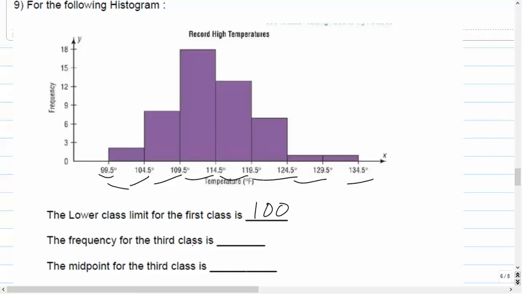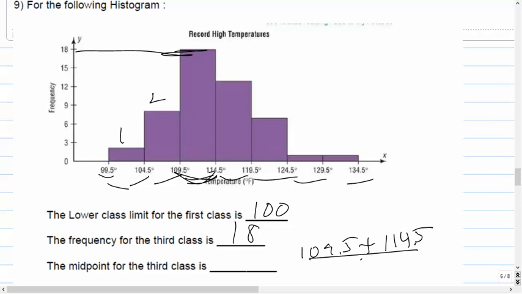The frequency for the third class: first class, second class, third class, the height of that one is about 18. That's what the heights of the bars represent, the frequency, unless it's a relative frequency histogram, where that would be the percentage of data in that interval. The midpoint of the third class, okay, well here's the third class. If you take 109.5, add to that 114.5 and divide by 2, that's what you mean by a midpoint, you get 112. So the midpoint is 112.